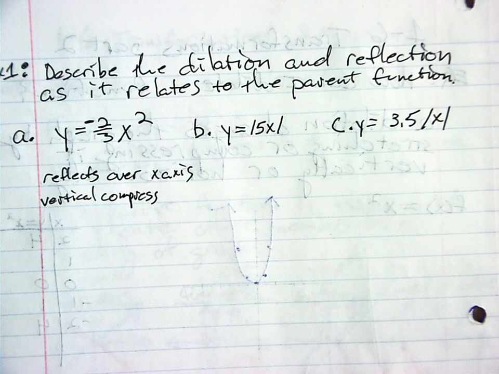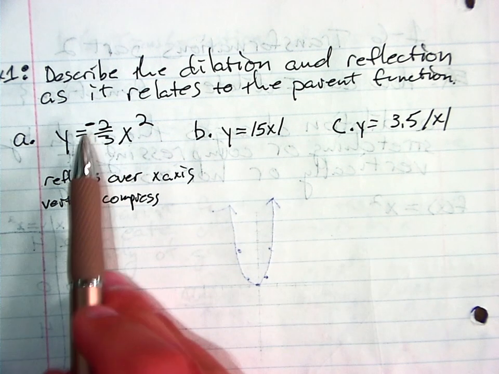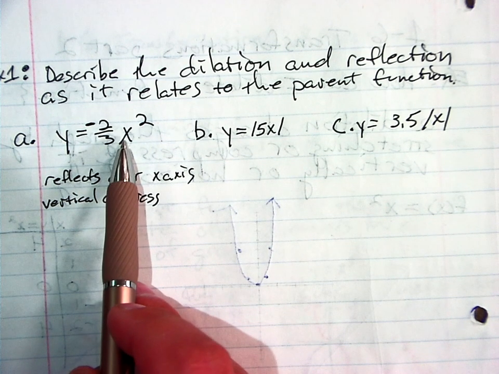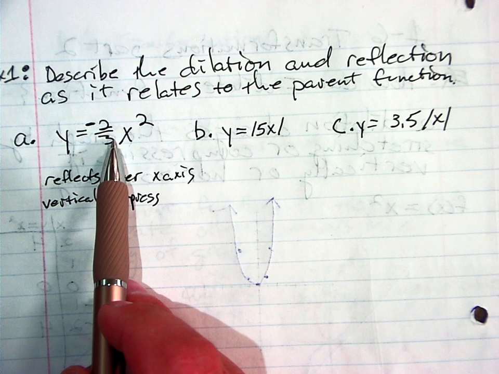All right, how about B? What's going on with B? First of all, is there any reflections? Yes, James? Yep. We have a negative, right? There's no parentheses, right? So it's not affecting our B term, it's affecting our A term.